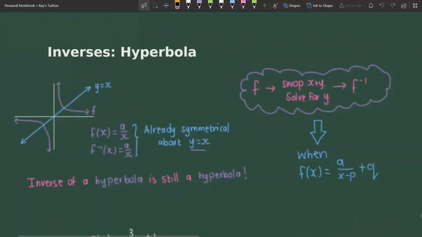Everybody, and welcome to this video on functions. In this video, we have a look at inverses, and specifically the inverse of the hyperbola. So let us have a look at this graph here that we have.